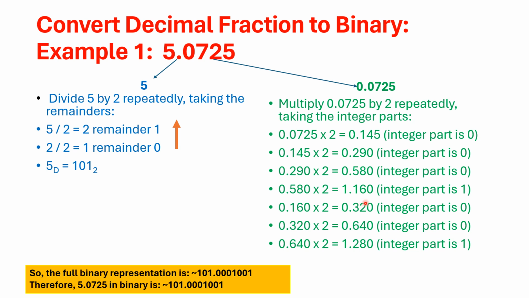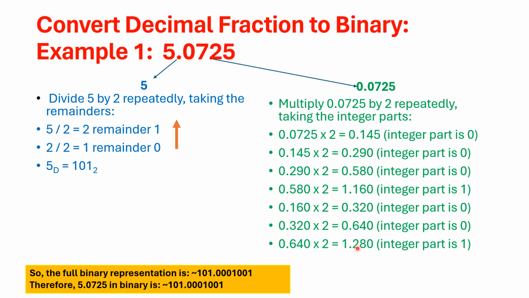So we multiply 0.160 by 2, which is equal to 0.320, and our integer part is 0. And similarly, 0.320 is multiplied by 2. Our answer is 0.640, and our integer part is 0. And 0.640 multiplied by 2, our answer is 1.280, and the integer part is 1. Now we have performed 7 bits of significance.